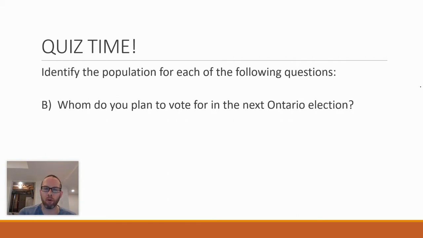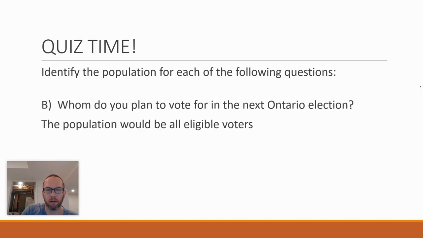Consider this question: who do you plan to vote for in the next Ontario election? I probably wouldn't ask a high school student. Well, not necessarily. If they're old enough to vote, that's the key idea. I'm going to ask eligible voters, right? I'm not going to ask somebody in Quebec or in the United States or somebody that is ineligible for whatever reason.